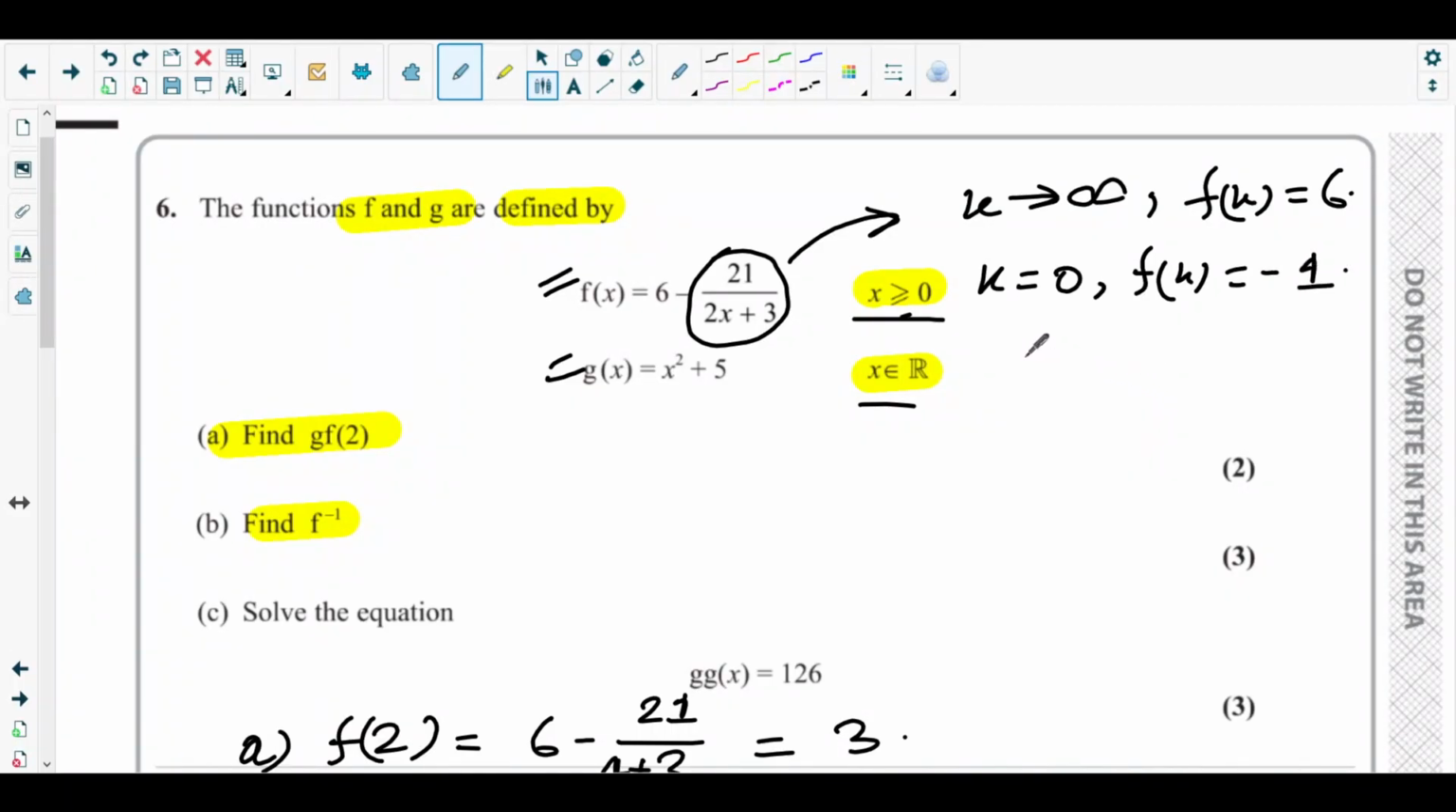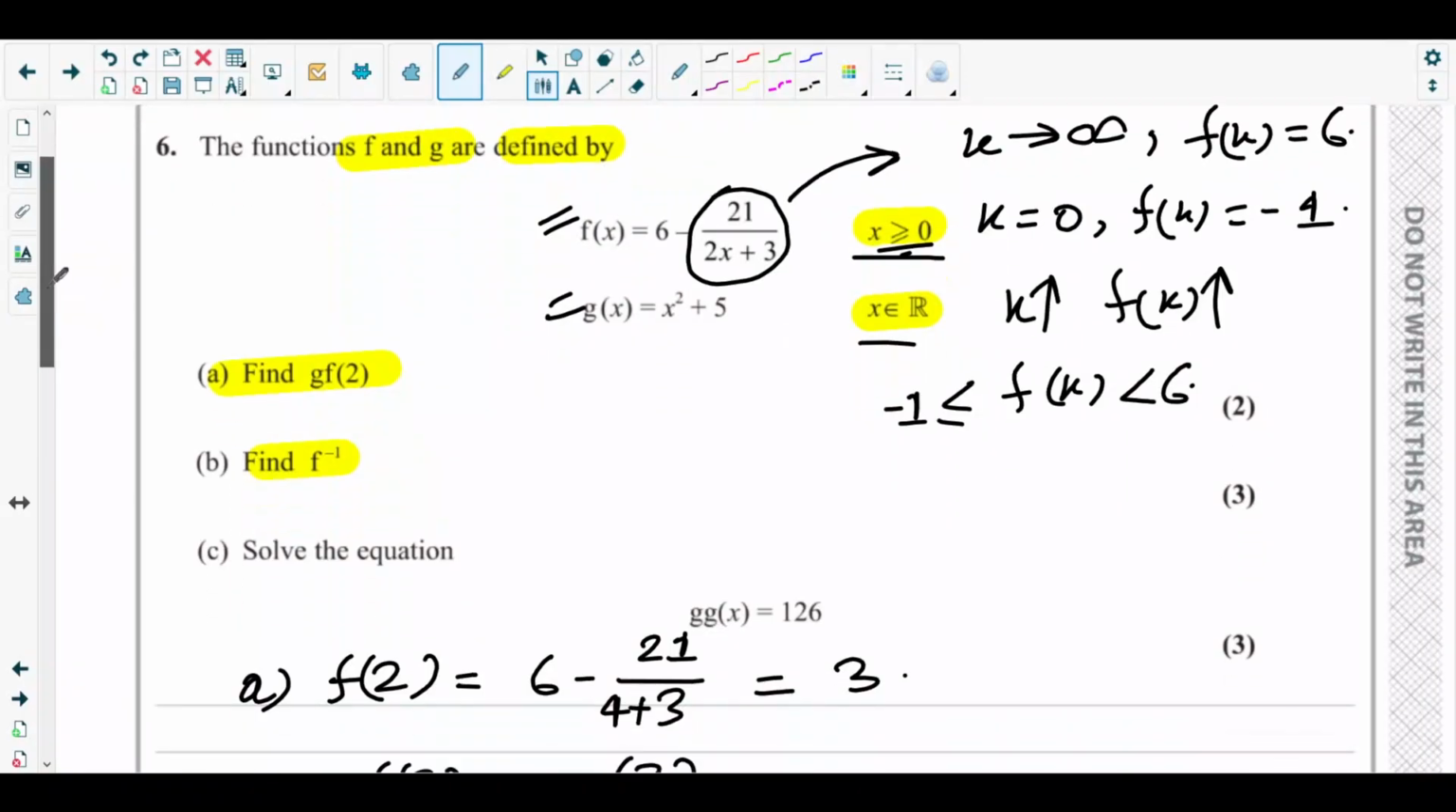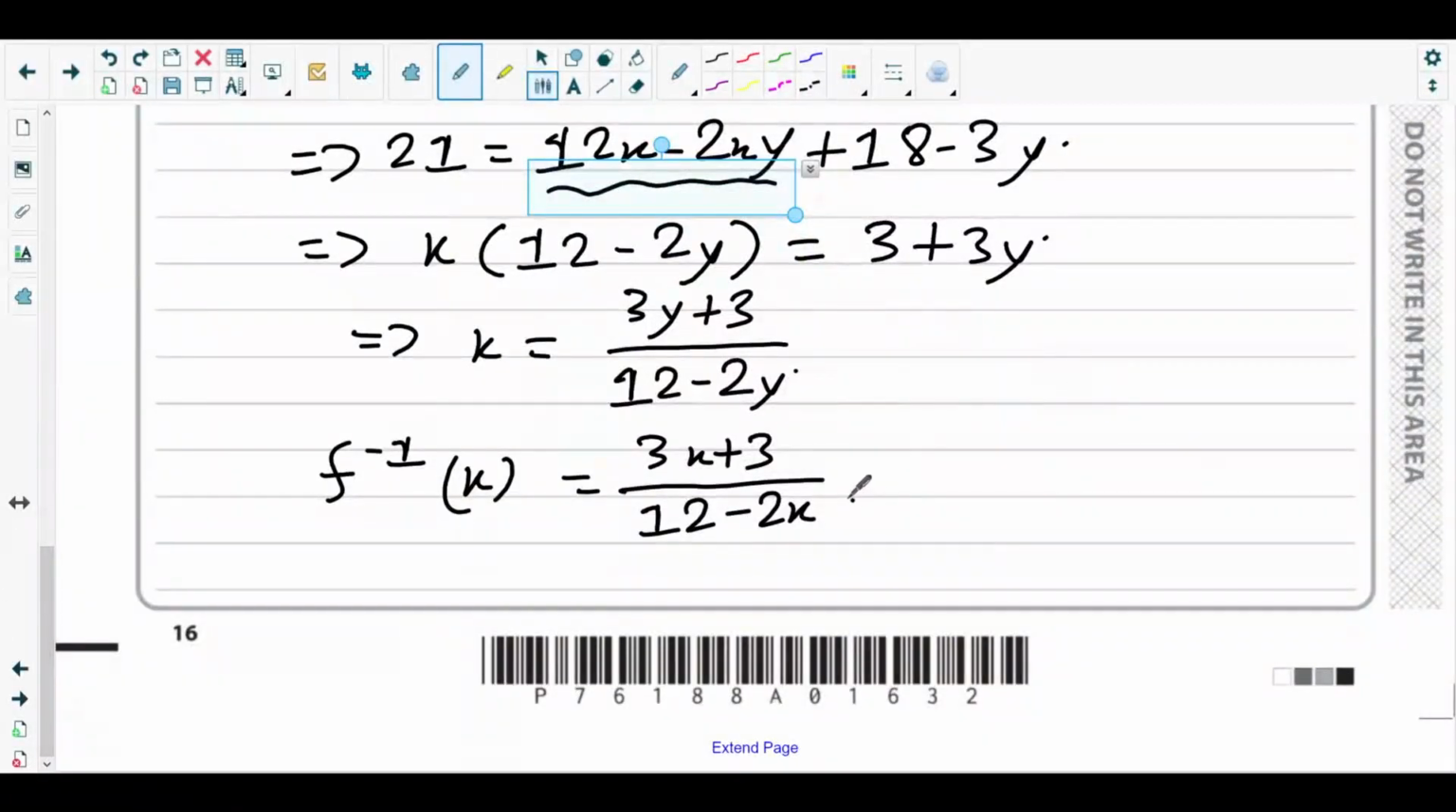Okay, because if x is increasing, then f of x also keeps increasing. Because if x increases, the value of the fraction that I have circled keeps decreasing. Therefore f of x keeps increasing. Therefore the range of f of x is what? f of x is greater than or equal to negative 1. This is greater than or equal because the lower limit is included, and less than what? 6.